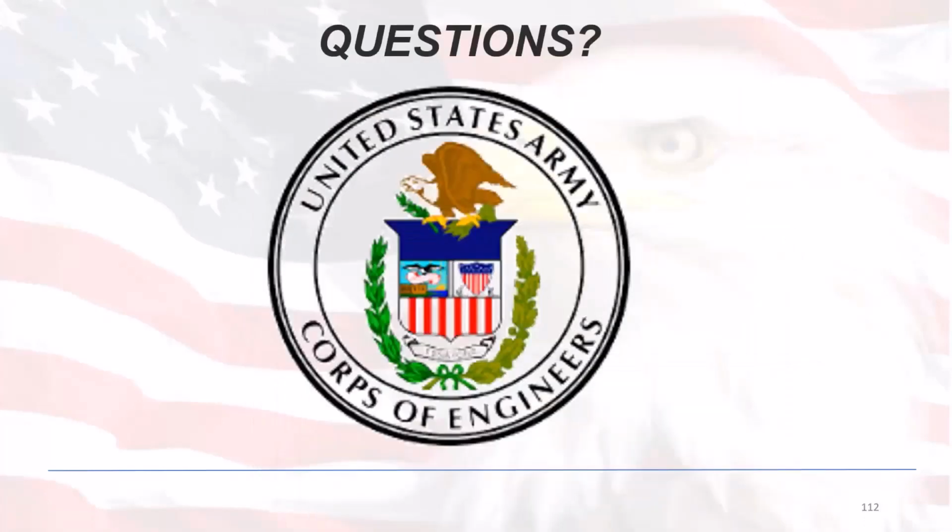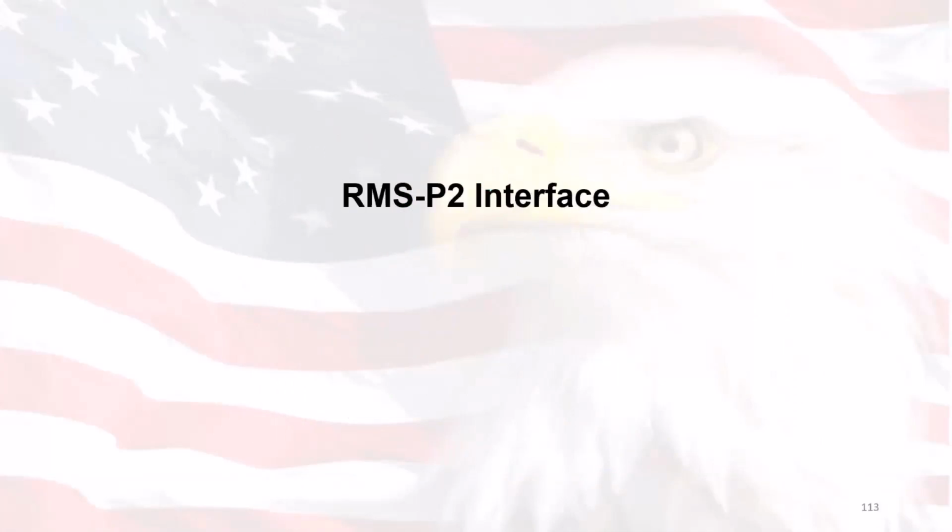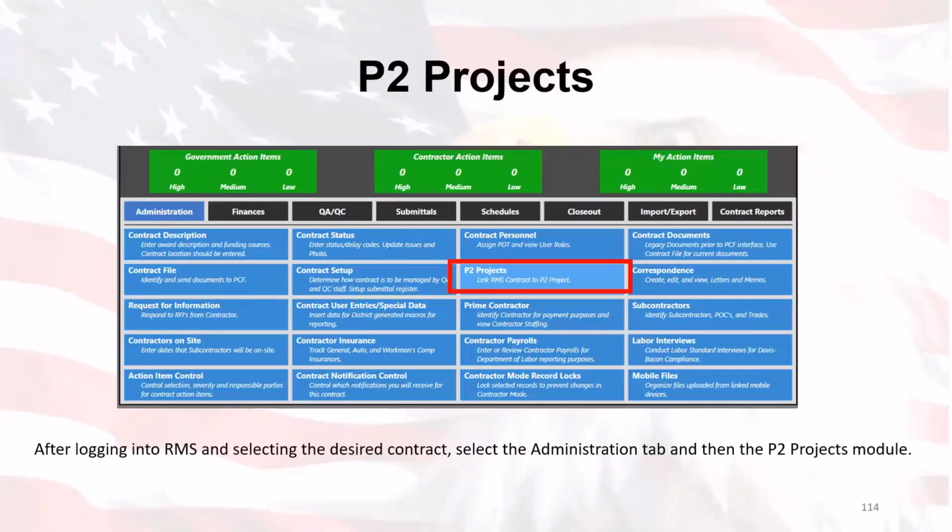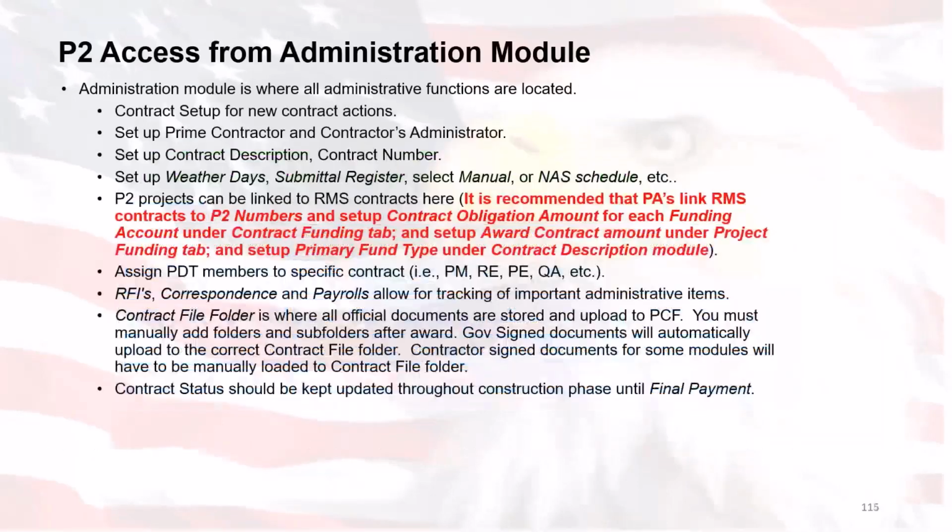We'll go ahead and transition to our next section. That's going to be the RMS P2 interface section that we're going to jump into. In our RMS interface section, after logging into RMS and selecting the desired contract, we select the Administration tab and then the P2 Projects module. And from there, we jump into the P2 access from the Administration module, and we can follow our steps as previously noted.